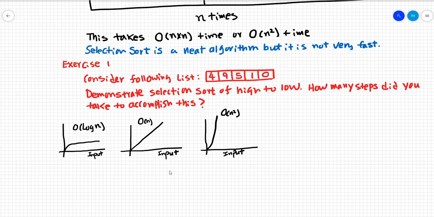Now, even worse than this is going to be something like this one here. This is the one that we talked about in the exercise that I gave you, the traveling salesman problem. It's going to be really going like this. Worse than n squared. So this is going to be O of n factorial.